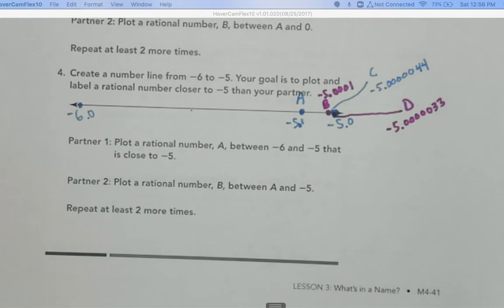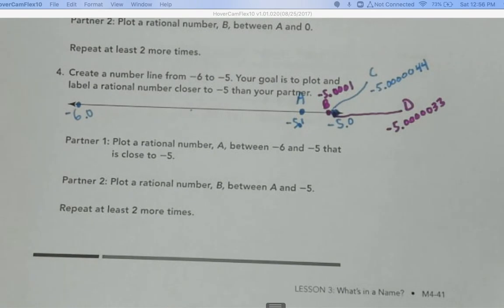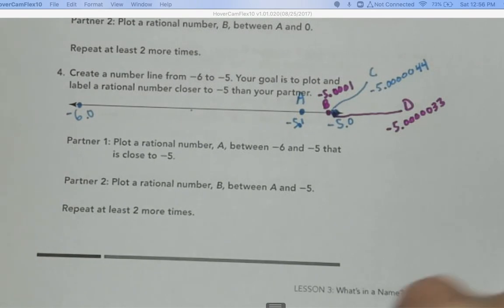All right. So that should be negative 5 and 33 10 millionths. Good? I like it because 33 gets you closer to 0 than what 44 does. So I totally got that. That gets me closer to right on the number line.